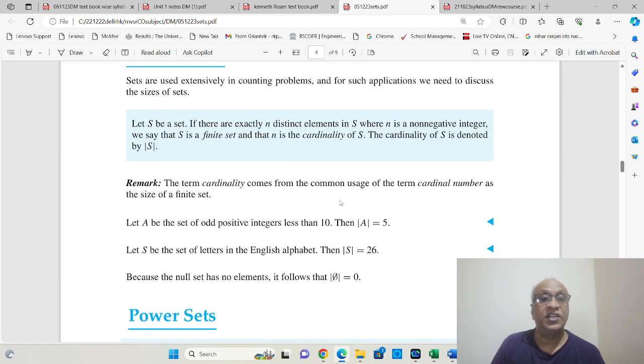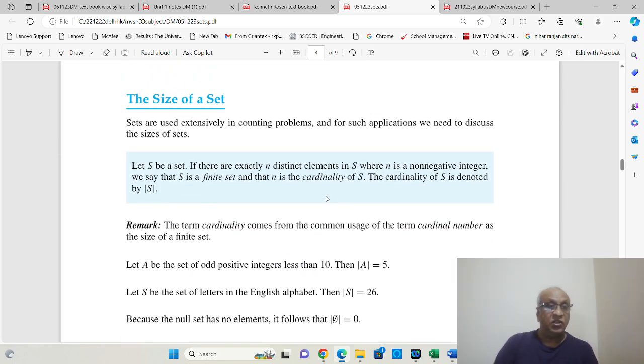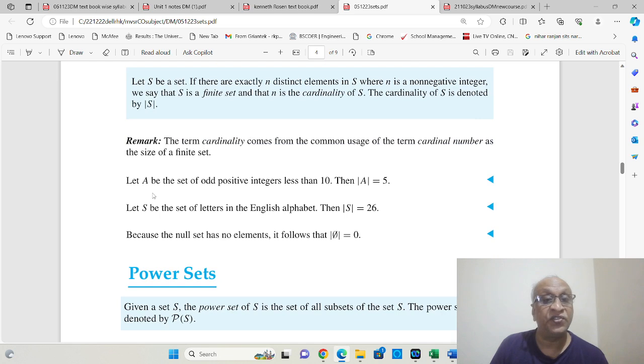The size of the set. Let us say S is a set and S is a finite set. Then N is the cardinality of the set. The cardinality of the set is denoted by this symbol. So we'll just find out here. Let A be a set of odd positive integers less than 10.